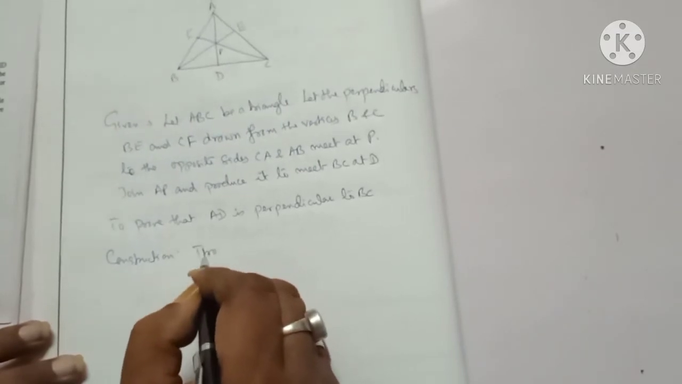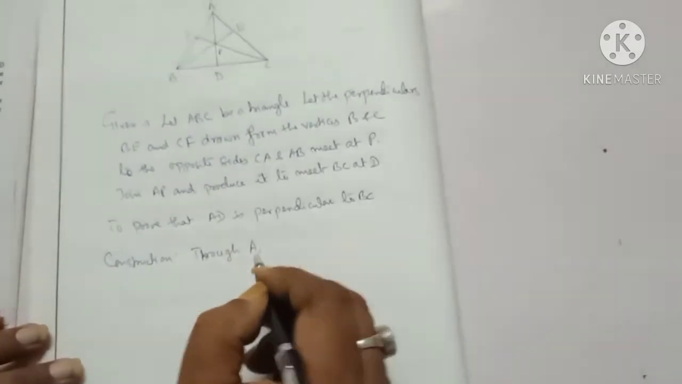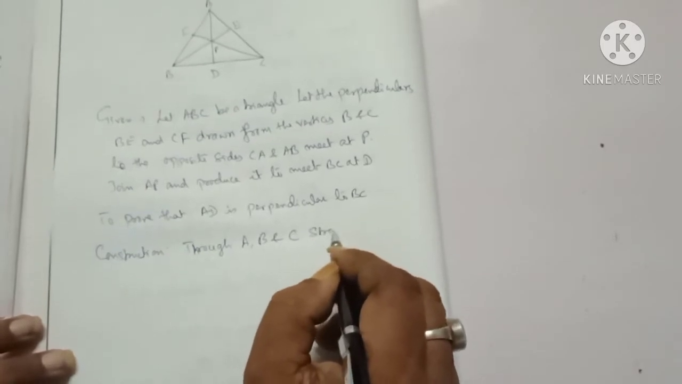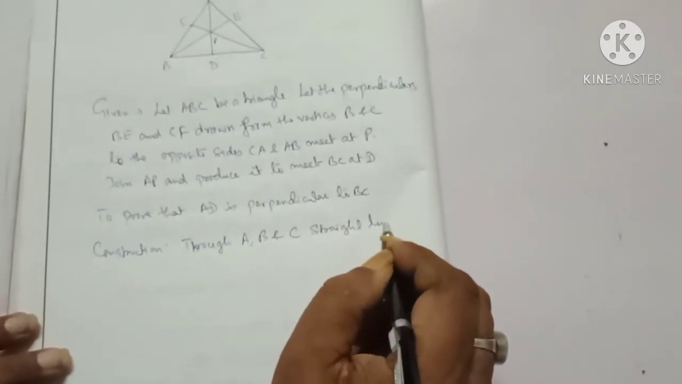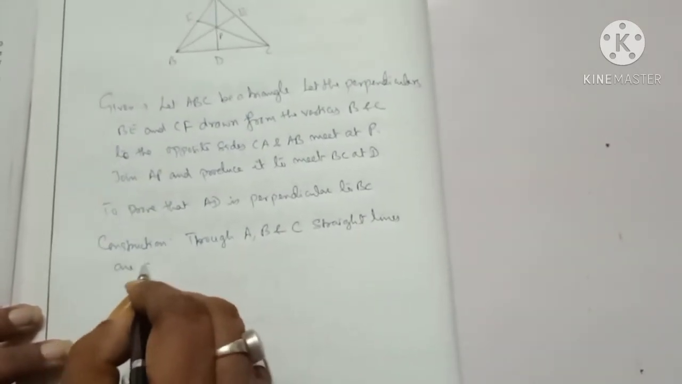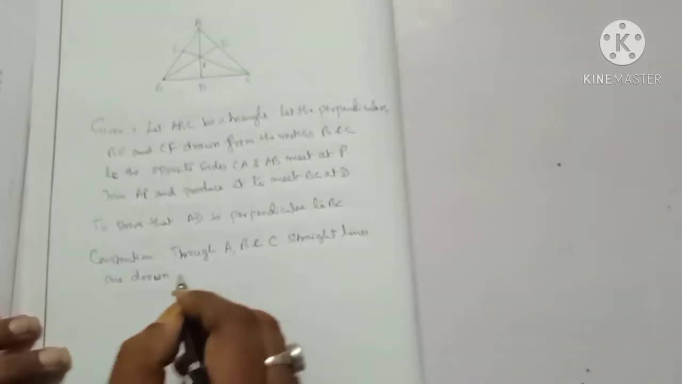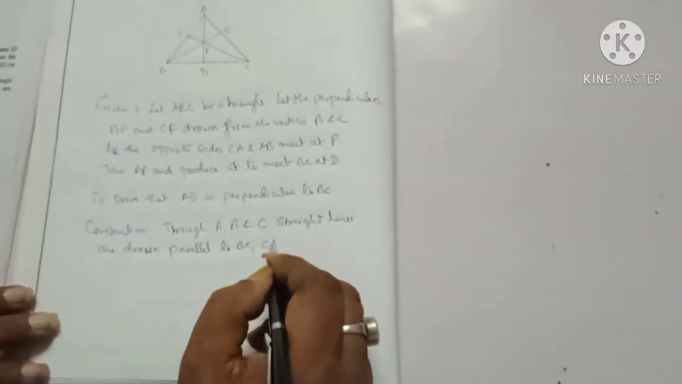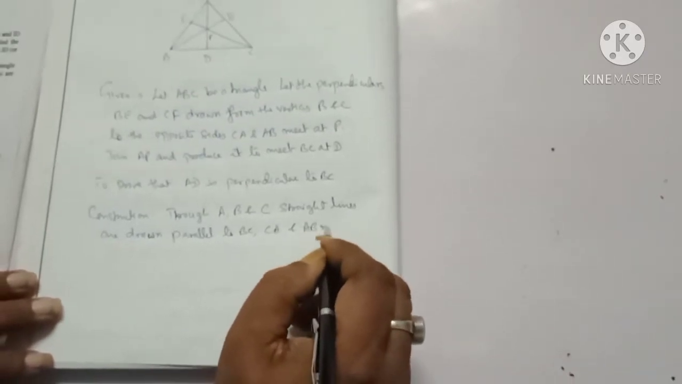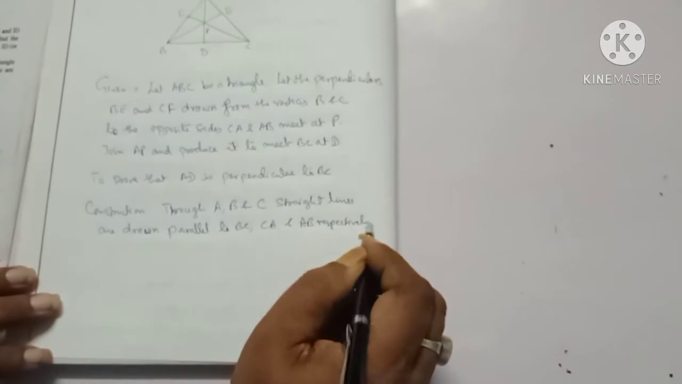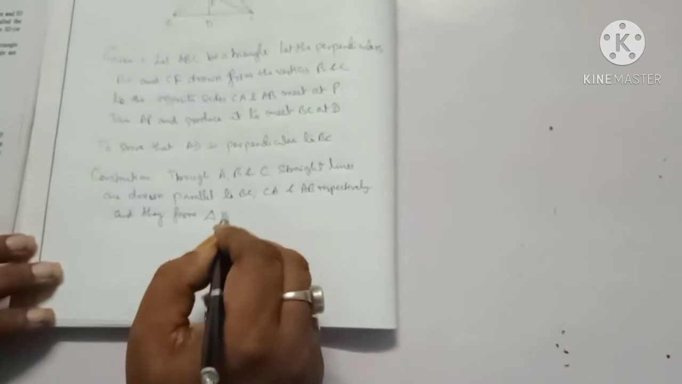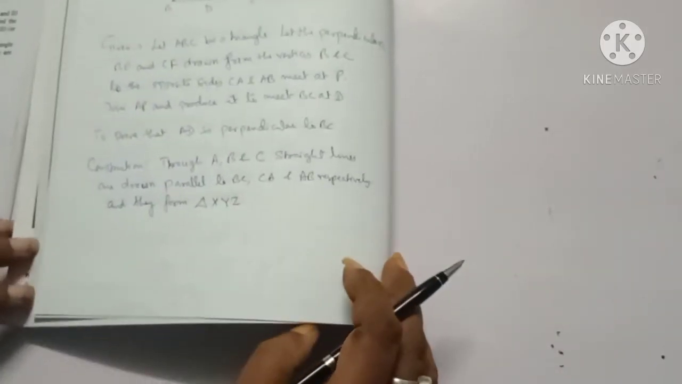Now construction: through A, B and C, straight lines are drawn parallel to BC, CA and AB respectively, and they form triangle XYZ. Now proof.